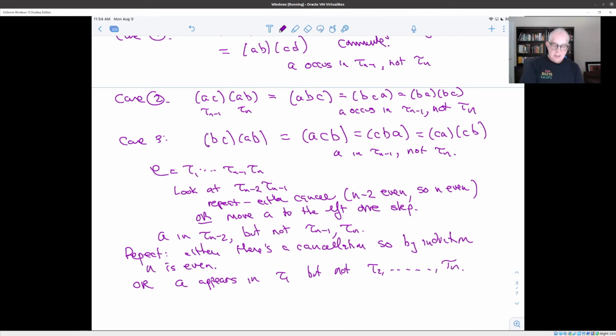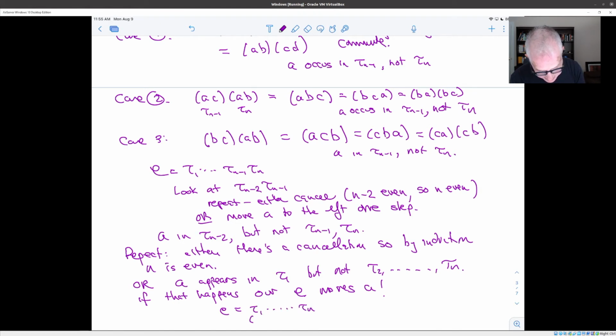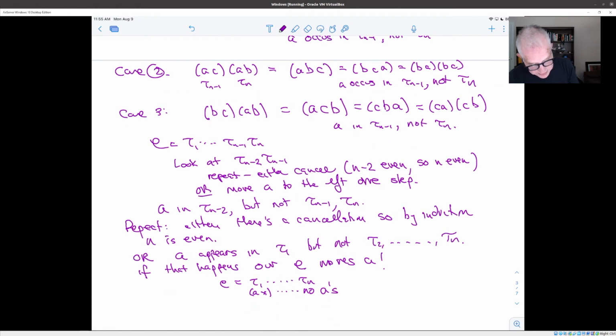But that's a problem, because if that happens, our permutation, our E, moves A. Because if E is equal to tau 1 out to tau n, and this is of the form AX, let's say, and there are no A's out here, then when you work this out, all of these leave A alone, and then A goes to X. So therefore, this permutation, which is supposed to be the identity element, moves A somewhere, to X maybe. But it's the identity. That can't happen.